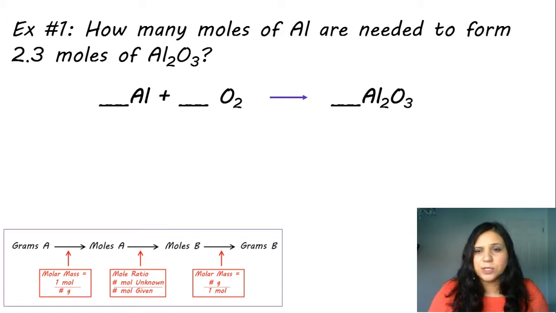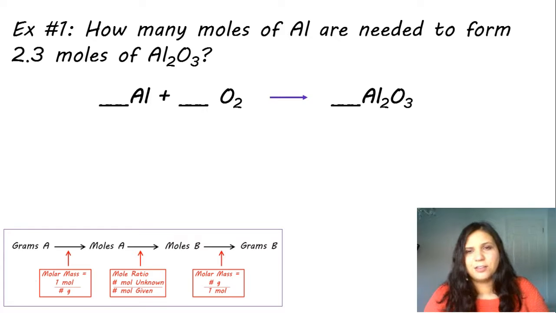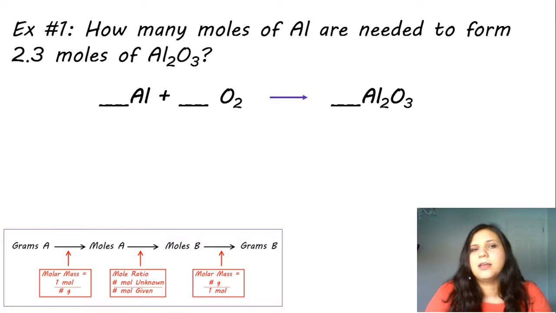We have a skeleton equation that needs to be balanced. Let's go ahead and do that. I've got 2 oxygens on the left and 3 on the right. So I need a number that both 2 and 3 will go into, and that is 6.